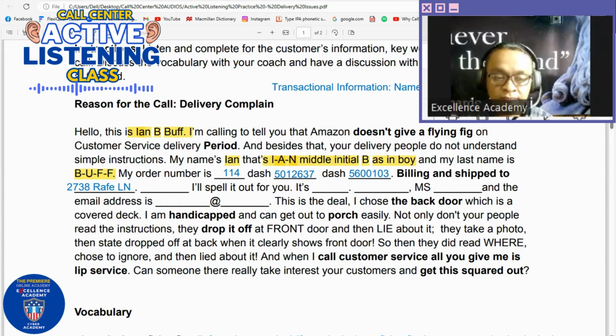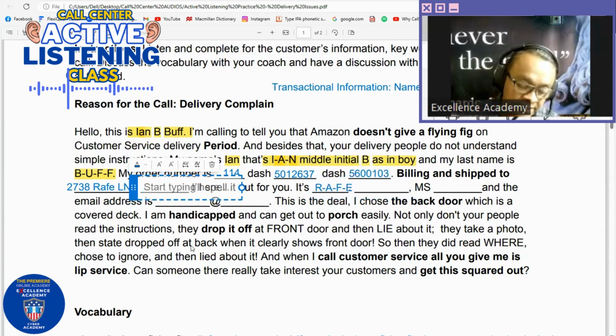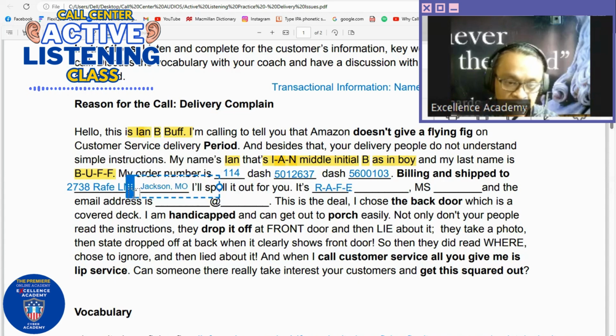Rafe is spelled R-A-F-E. My email address. Okay, so Rafe is spelled R-A-F-E. Thank you for that, sir. And just to verify, you said Jacksonville, Missouri. Is that correct, sir? Thank you for that information, sir. And may I have your zip code once again, sir? Thank you.